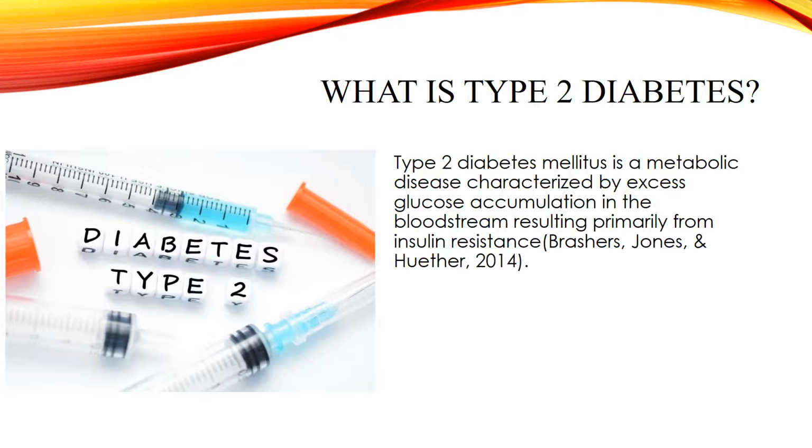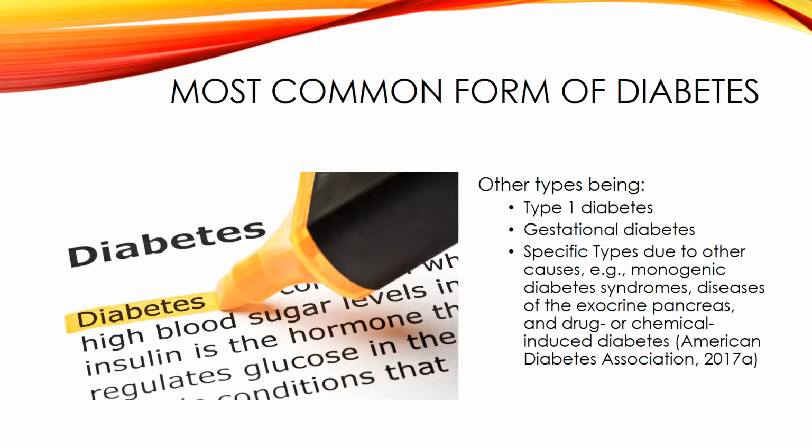So what is type 2 diabetes? Type 2 diabetes is a metabolic disease characterized by excess glucose accumulation in the bloodstream, resulting primarily from insulin resistance. Type 2 diabetes is the most common form of diabetes. Other types are type 1 diabetes, gestational diabetes, and specific types due to other causes.